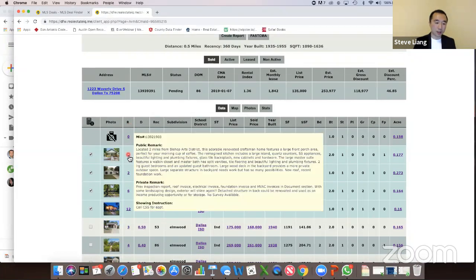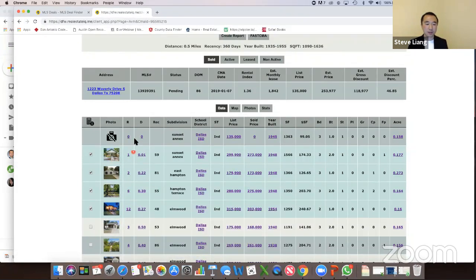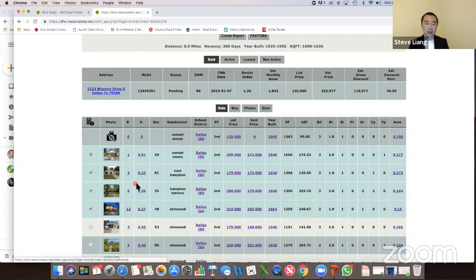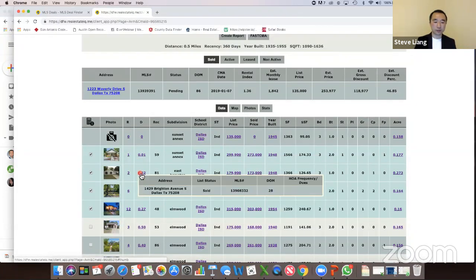So we have the remarks. These are the remarks of these properties when they were sold. All kinds of data here. An amazing amount of data. Then you also have distance, which shows us how far it is from the property. So this one is 0.01 mile away, which is probably right next door. And when the table pops up, we call it our secondary table. It will also show us the address of all these properties and the days on market and all that good stuff.